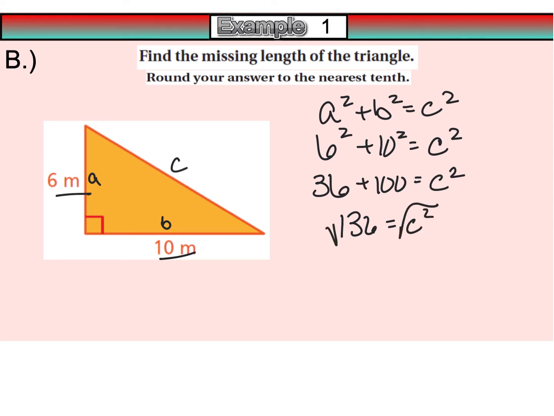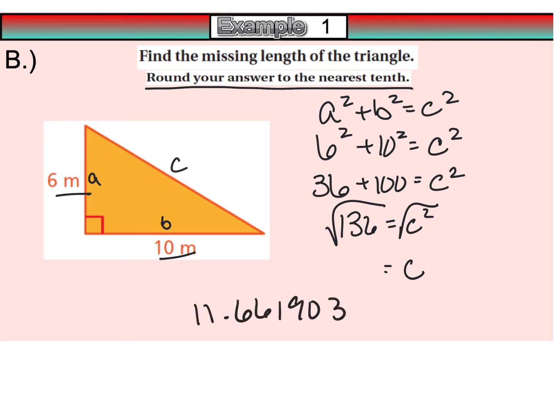We're going to find the square root of both sides, and here's where it says make sure you round your answer to the nearest tenth. So let's go through this. If I plug this into my calculator, I get 11.66190379. Okay, so let's go over rounding. Round to the nearest tenth.